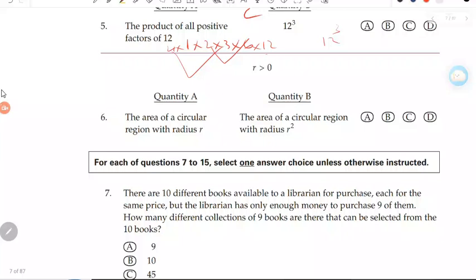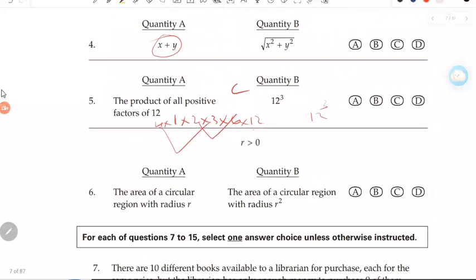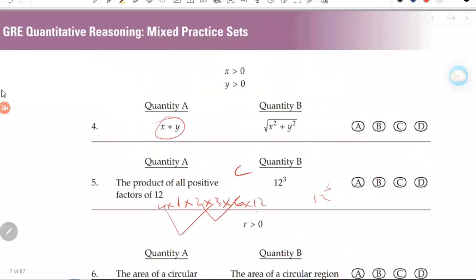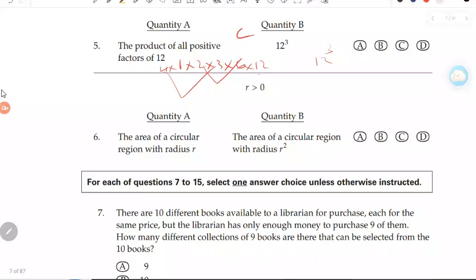Let's go to the next one. The area of a circle region with radius r, and the area of... where? The option is C. The options are the same all the time. See the option at the beginning of the equation. Okay, number C.